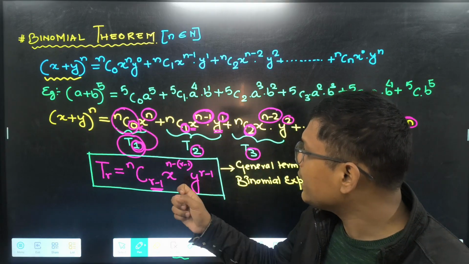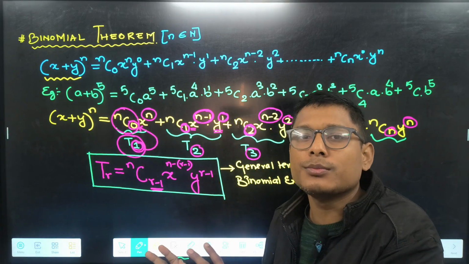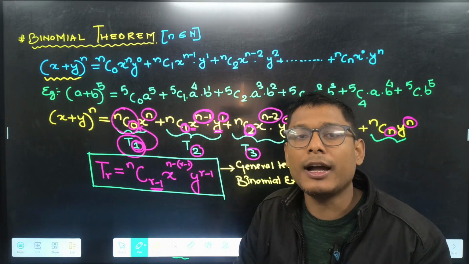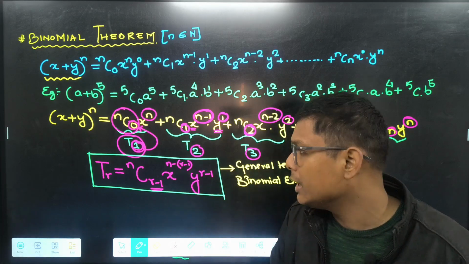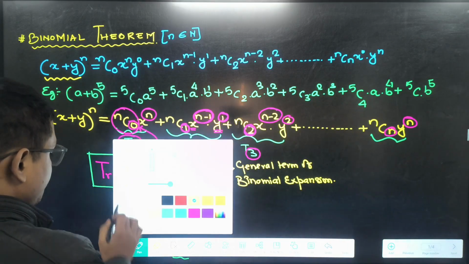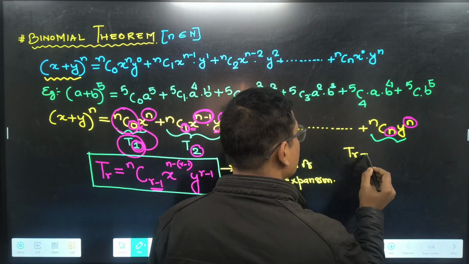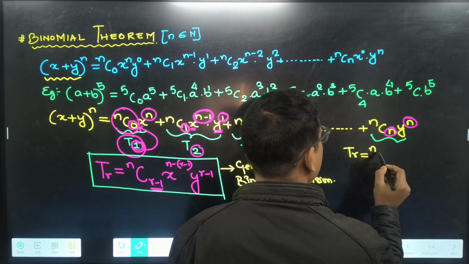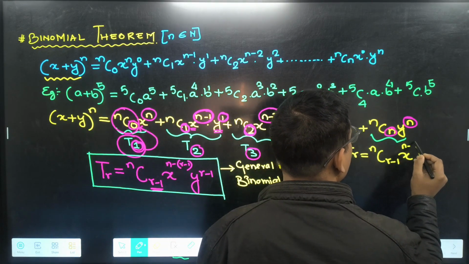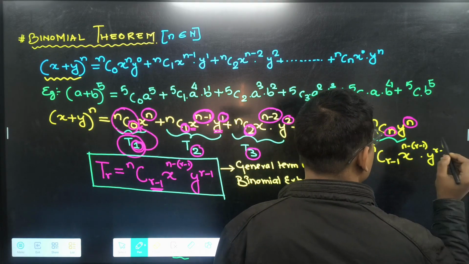Now we will try to write this formula in a more easy way so that it will become very helpful for us to solve the given questions. Okay, so let's make it easy to remember. Here we have the formula T r is equal to n C (r minus 1) x to the power n minus (r minus 1) and y to the power r minus 1.